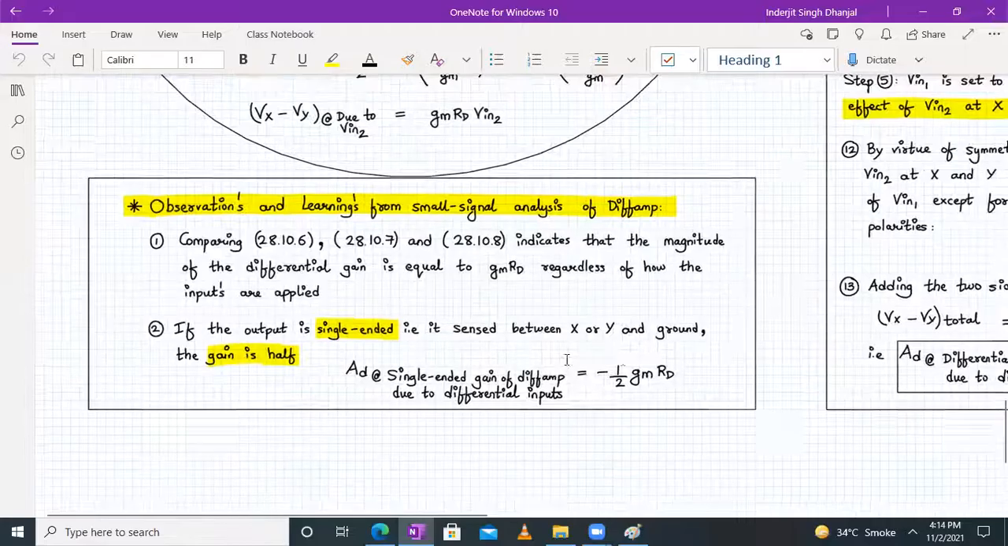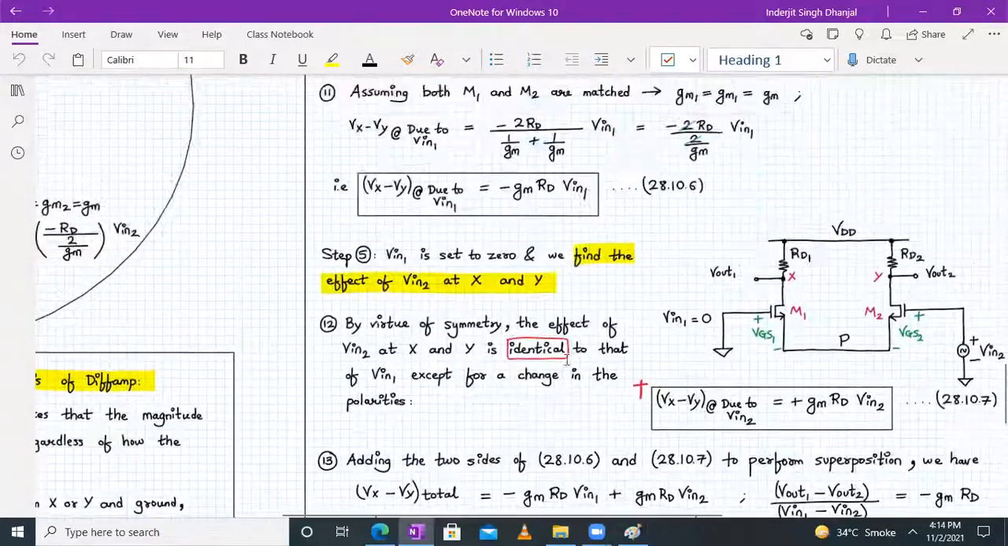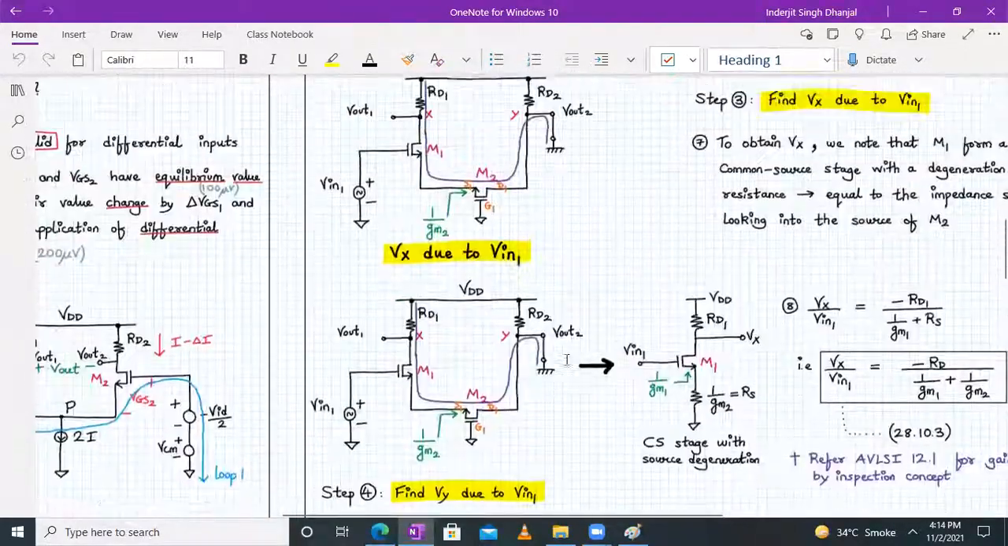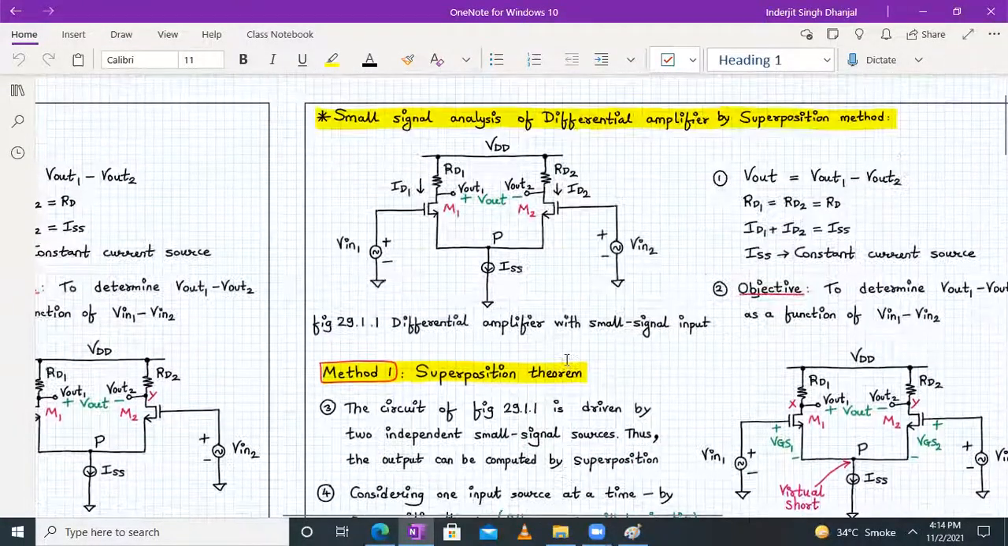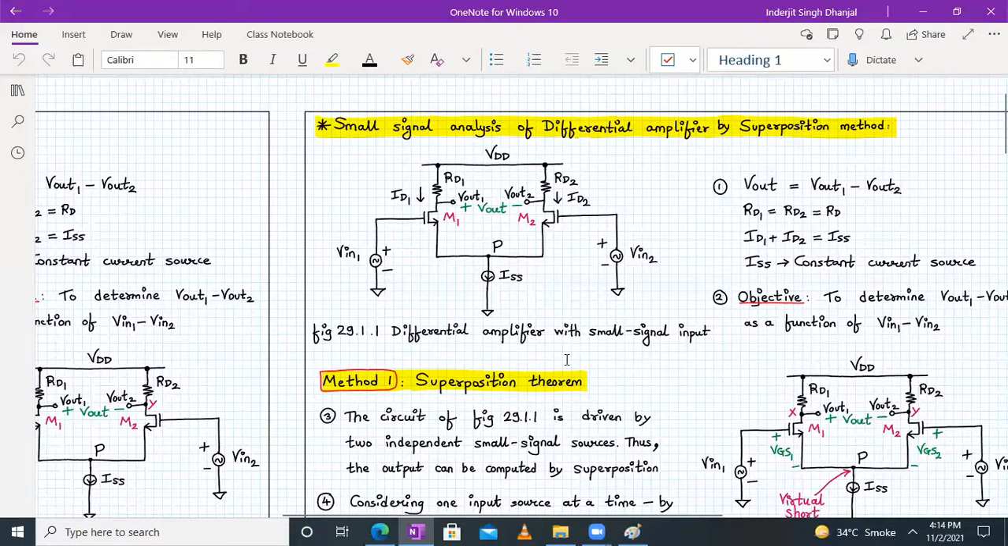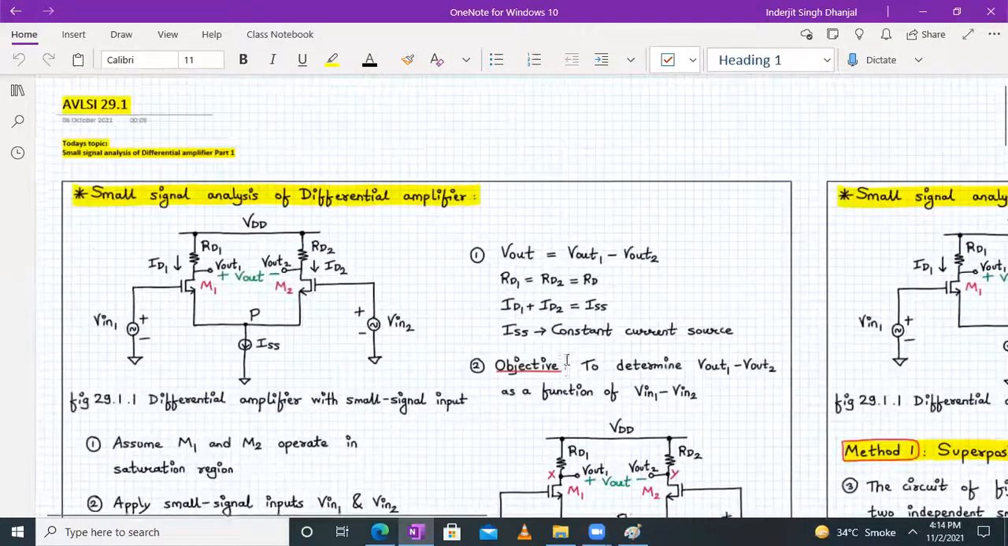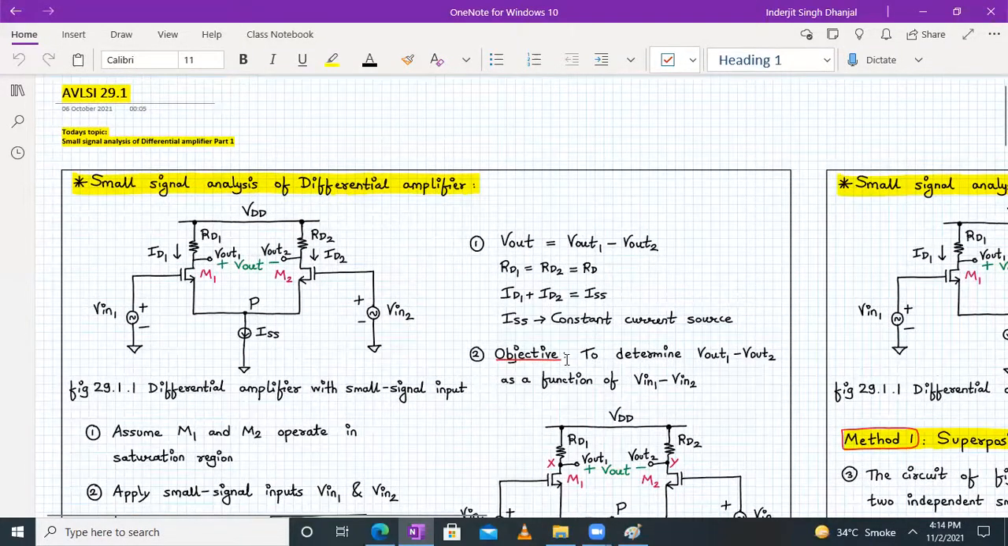I guess we have come to the end of this session. We have covered the small signal analysis of the differential amplifier by the superposition method. That's all for today. Next time we will continue the discussion on the small signal analysis of the differential amplifier, part 2.